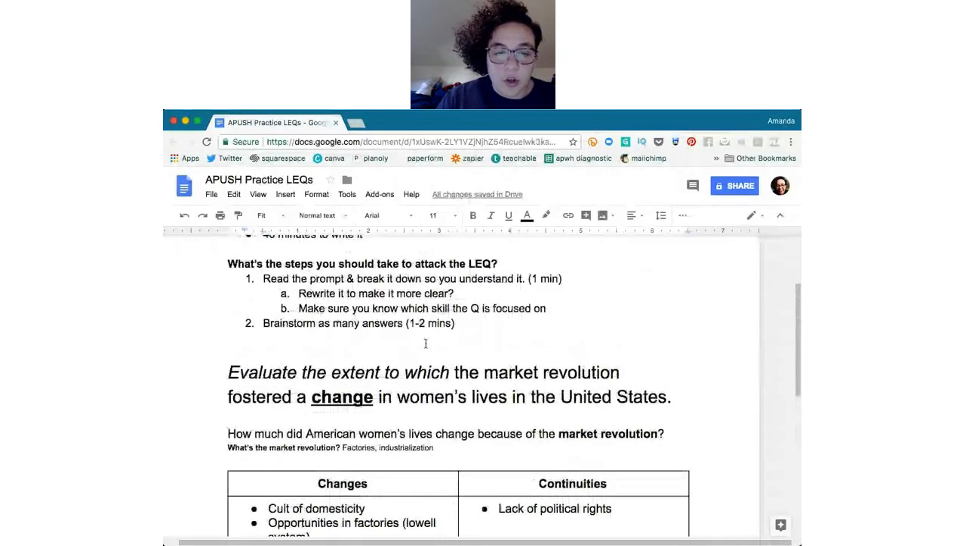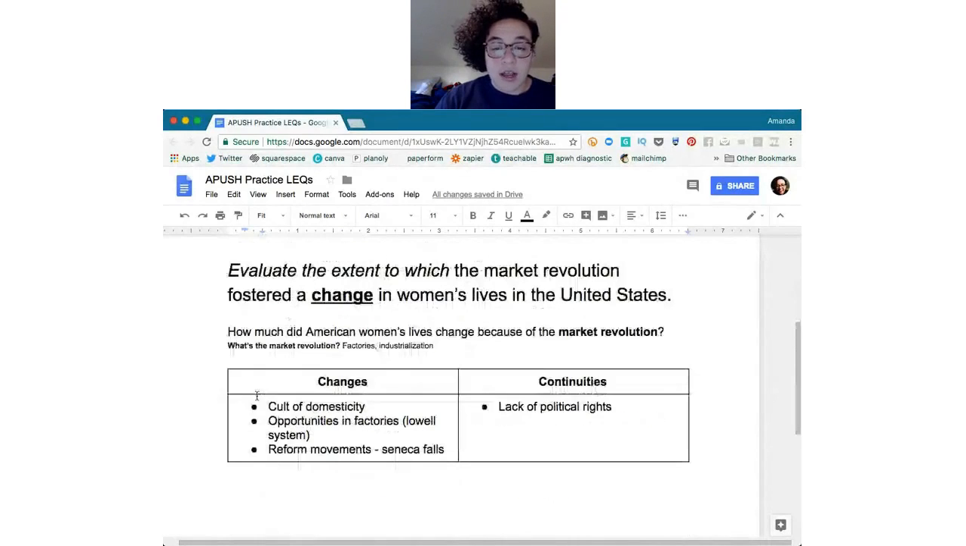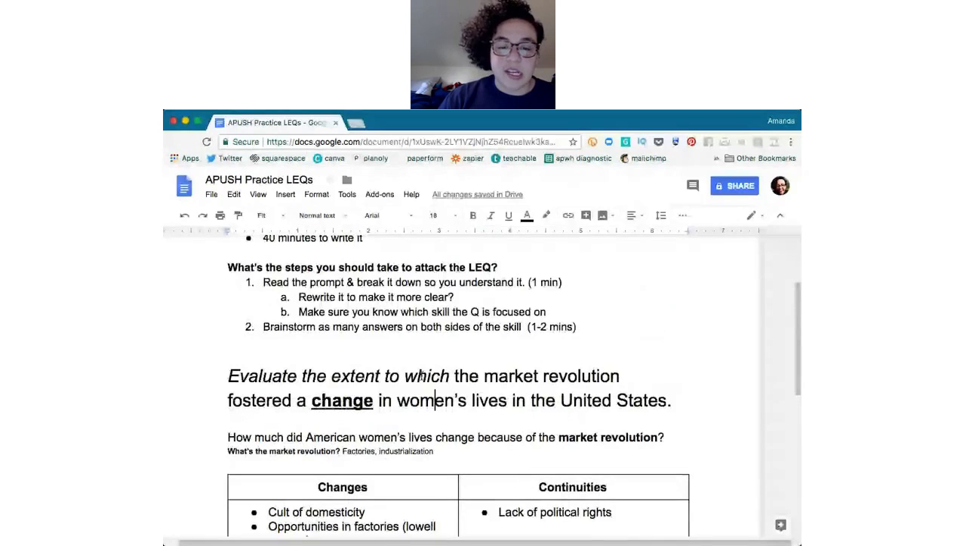And then you want to brainstorm as many answers as you can on both sides of the skill. So that means if the question is asking about causes, I want you to think about causes and effects. If the question is asking about continuities, think about changes and continuities. Because now we have a clear winner, right? Now you know what you want to argue. Clearly we're going to say that it changed a lot more than it stayed the same, but if we had come up with more on this end, then I'd say, well, let's argue that. The beauty of this is you can argue whatever you want as long as you've got the evidence to back yourself up.